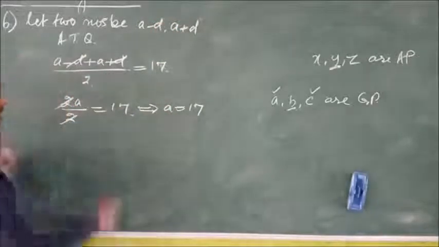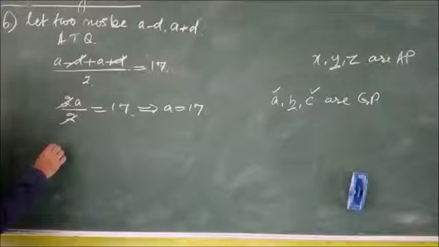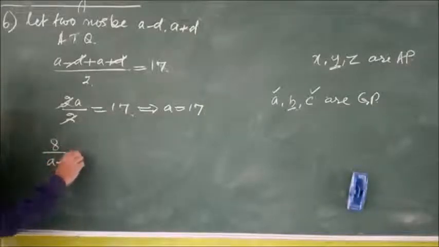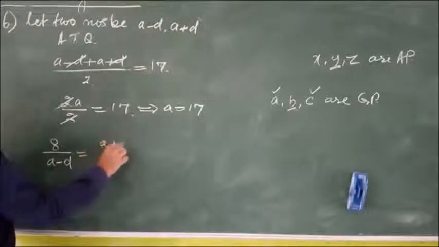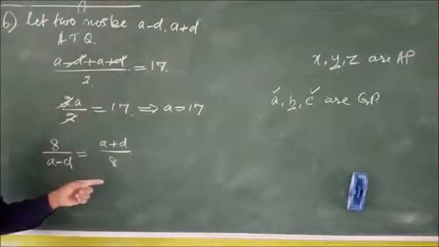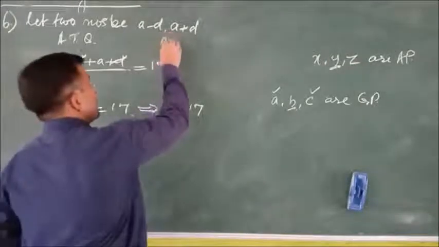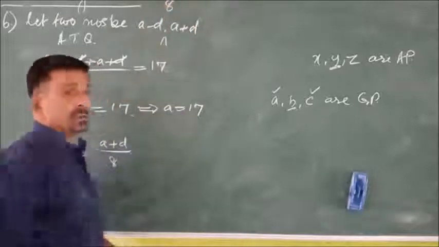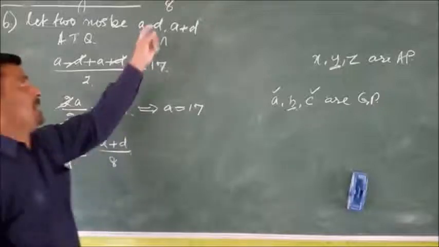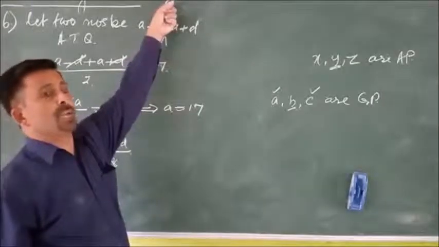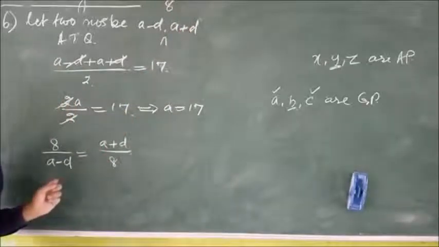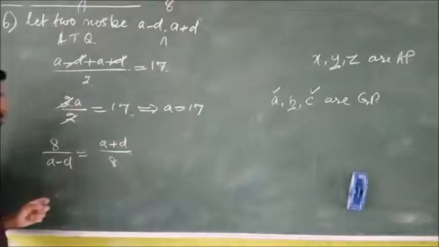So we know how to calculate the geometric mean. We'll say 8 over A minus D is equal to A plus D over 8. Is this part understood? This is because 8 is lying somewhere here, and these three are in GP. So by finding the common ratio between these two and equating it with the ratio of these two, we can have the geometric mean.